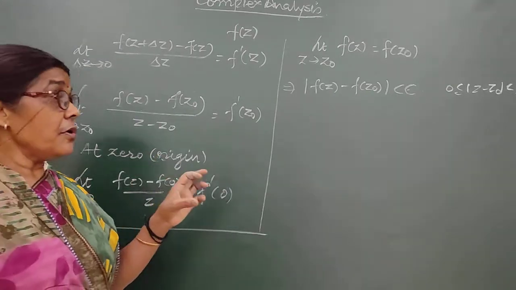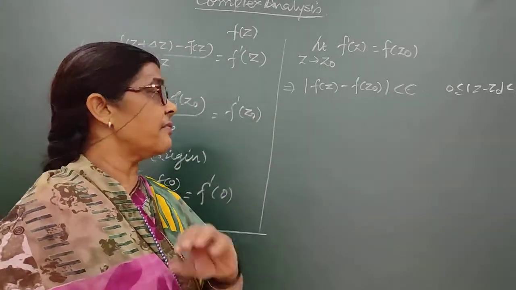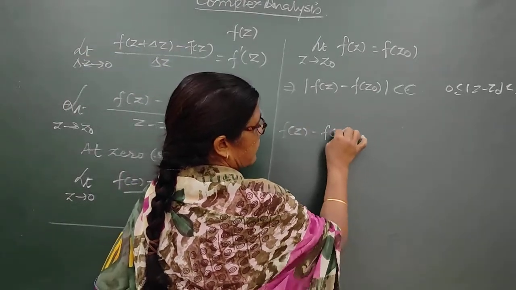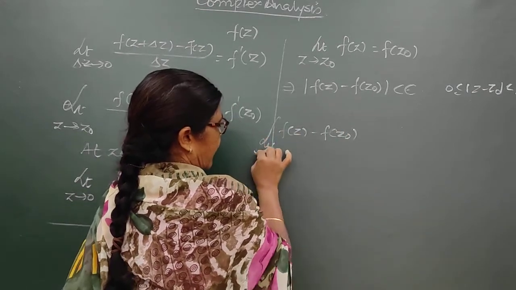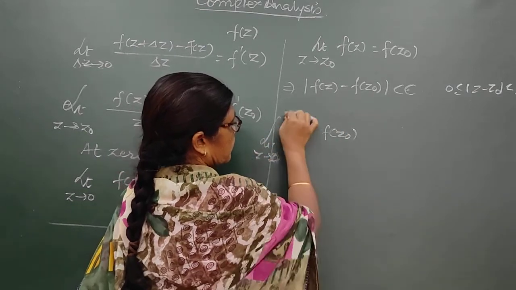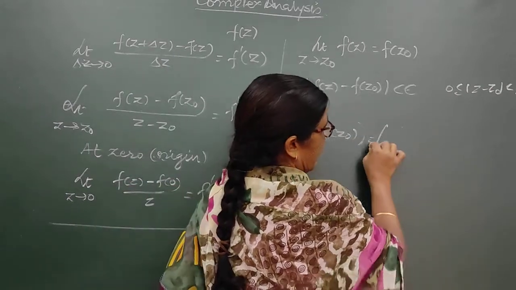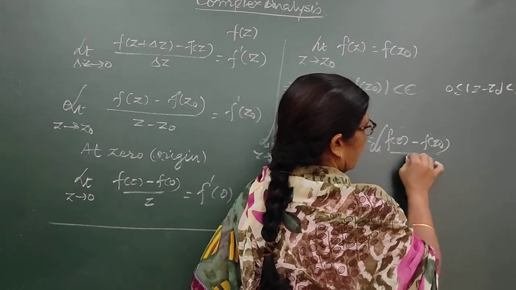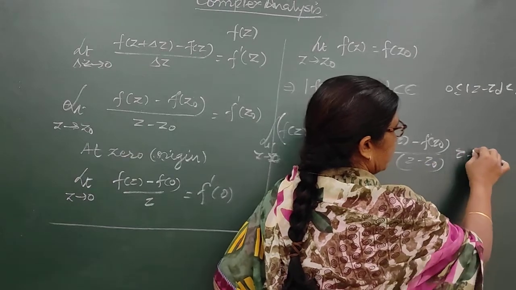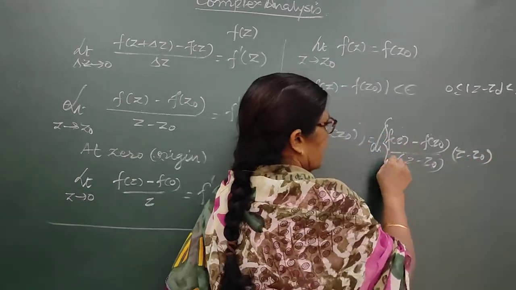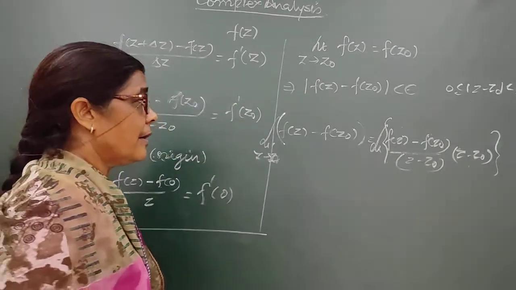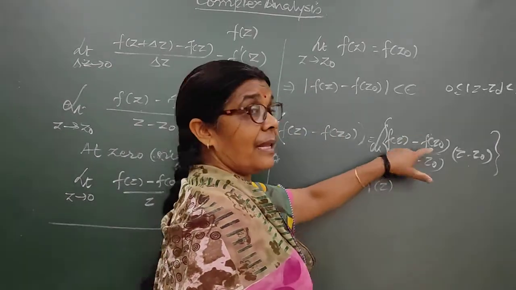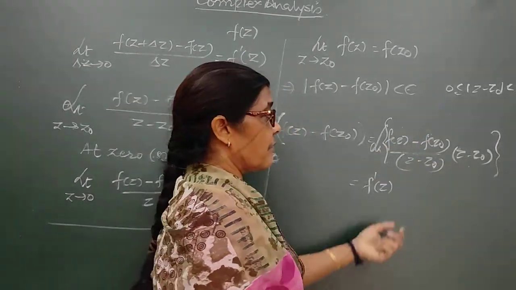Now, continuity is a necessary condition for a function to be a differentiable function. Discuss the difference f(z) minus f(z0), limit z tending to z0. Consider this: limit of f(z) minus f(z0) over z minus z0, into z minus z0. We have multiplied and also divided. Now this is f dash z. If this function is differentiable, then it is necessarily a continuous function. We are proving this part.